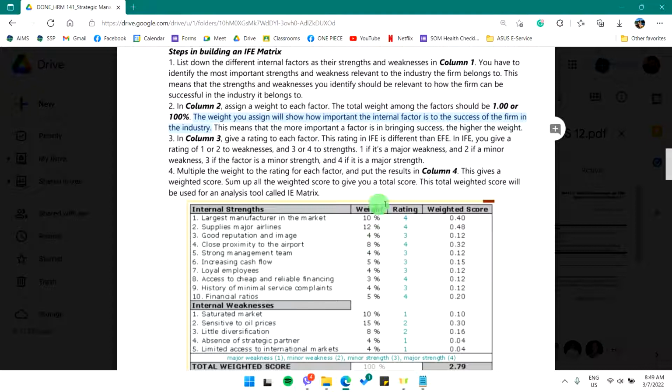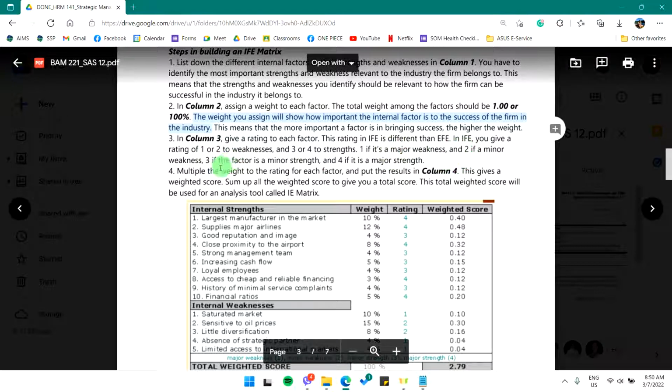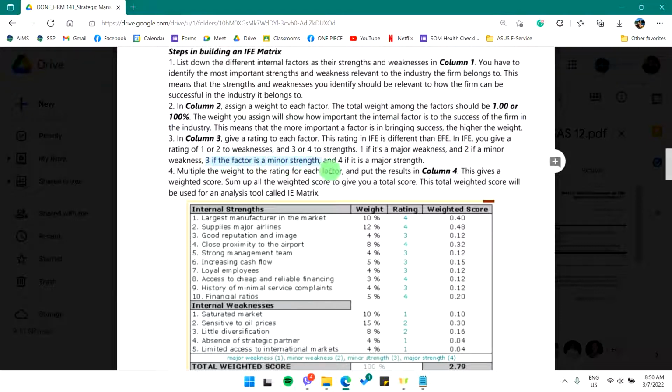And then, in the ratings naman, see a simple rating. You will rate it 1 or 2 for the weaknesses and 3 or 4 to the strengths. So meron siyang naka-assign na mga value na in each, no. Pag weakness, it's either 1 or 2 lang. Pag strengths naman yan, it's either 3 or 4. 1 is the least, no, the major weakness, and 2 if it is a minor weakness. 3 if the factor is a minor strength, and 4 if it is a major strength.